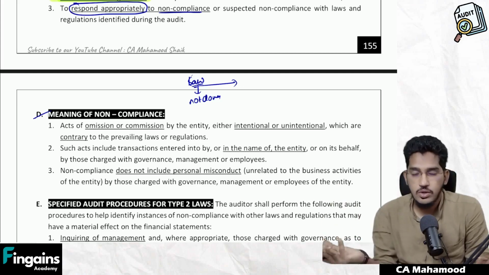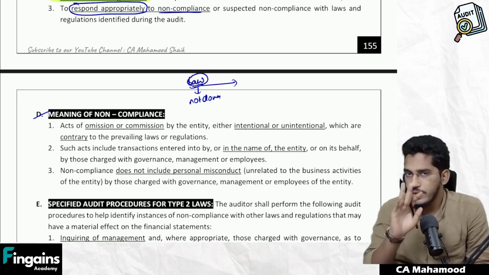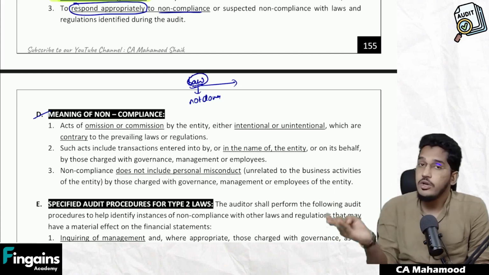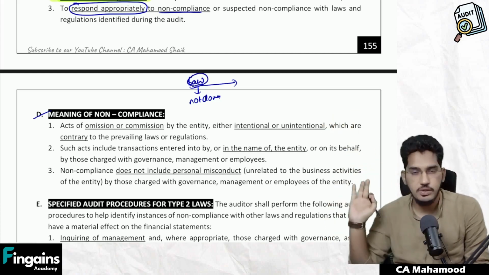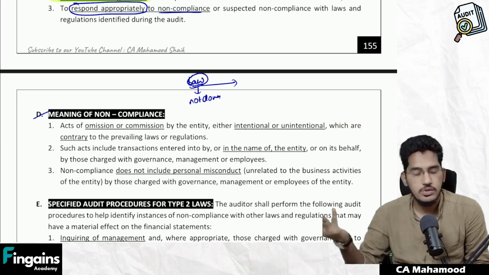That we call it as what? Non-compliance. So either you are not doing something which is mentioned in the law, or you are doing something which is against the provisions of the law. That we simply call it as what? Non-compliance. That's it.